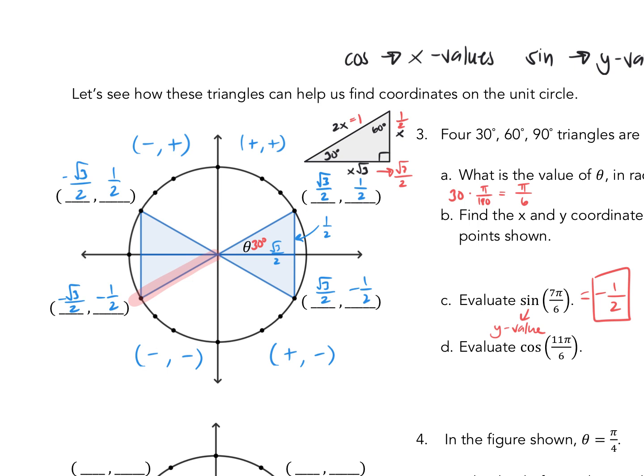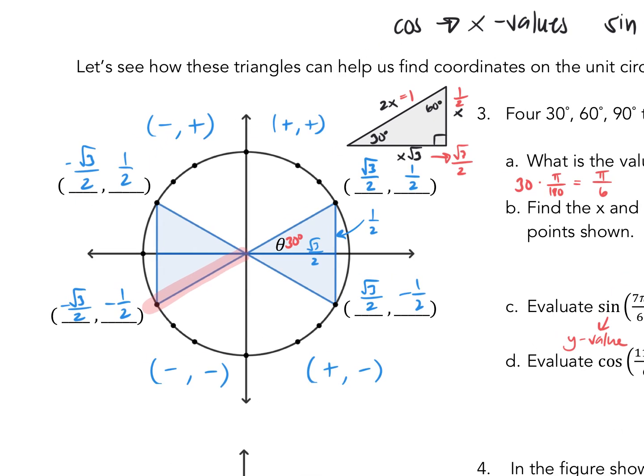And I could also technically find that by doing my trig ratio. Sine is opposite over hypotenuse, right? Well, I know that this side length is my opposite side, and that distance is negative 1/2. My hypotenuse is 1. So sine of 7 pi over 6 would equal negative 1/2 divided by 1, which is just negative 1/2. So you can set up your ratio like that, or you can think, what is the y value at that point?